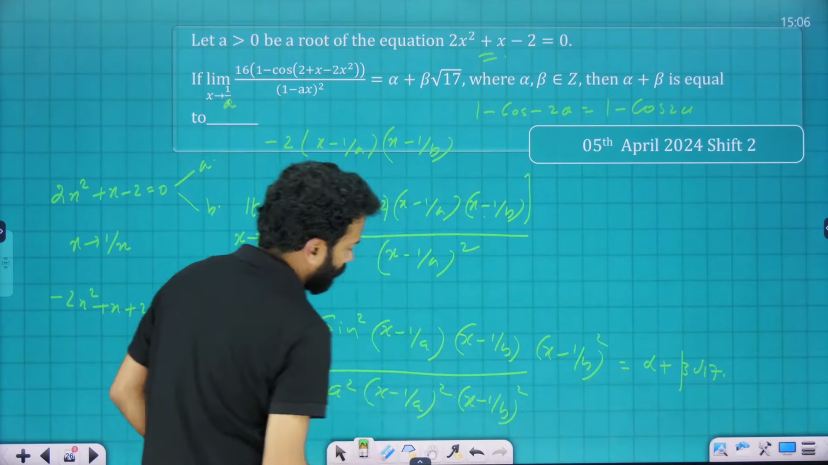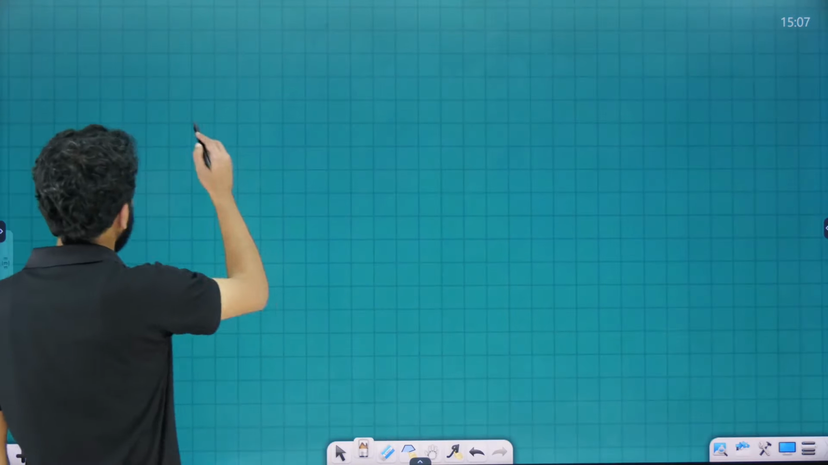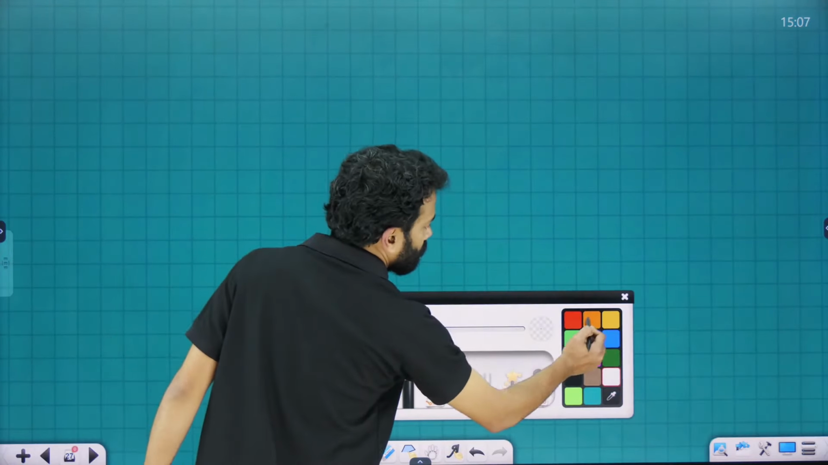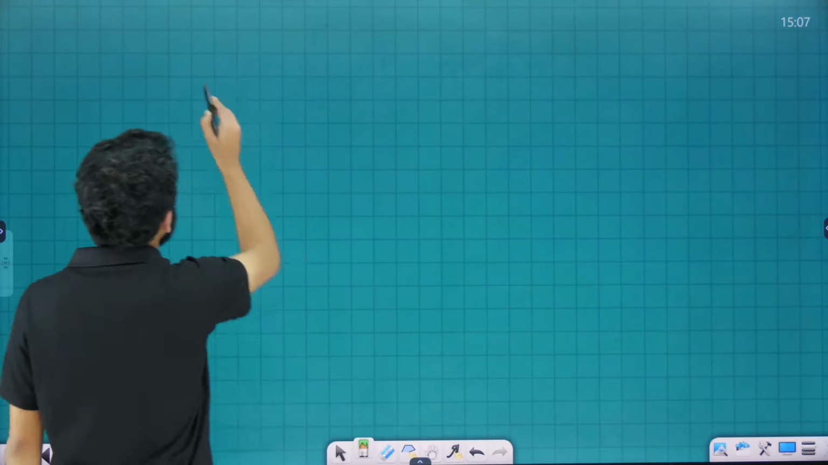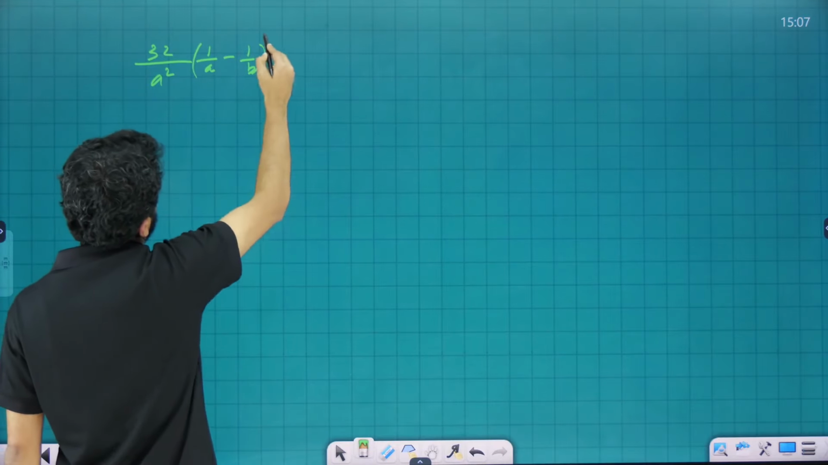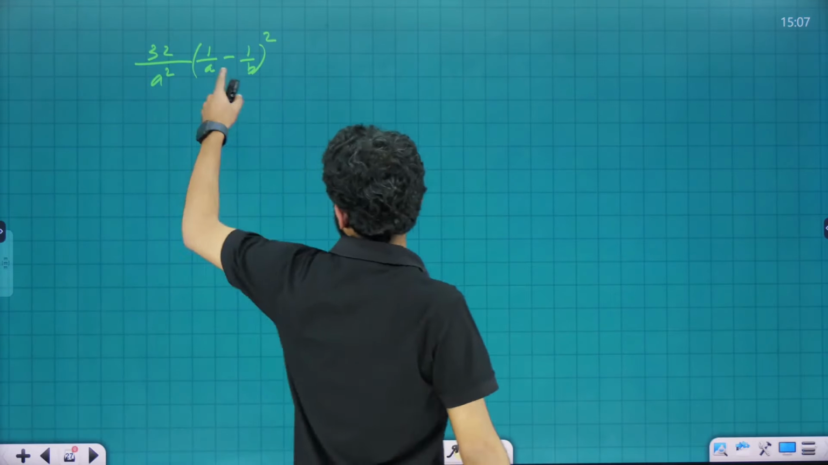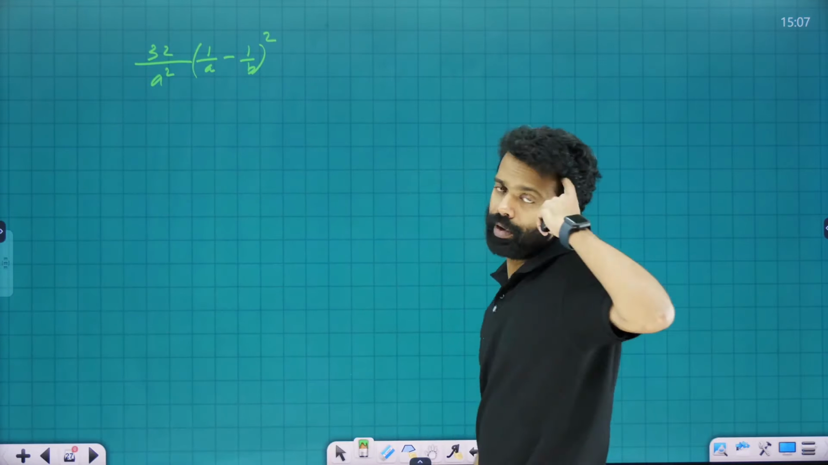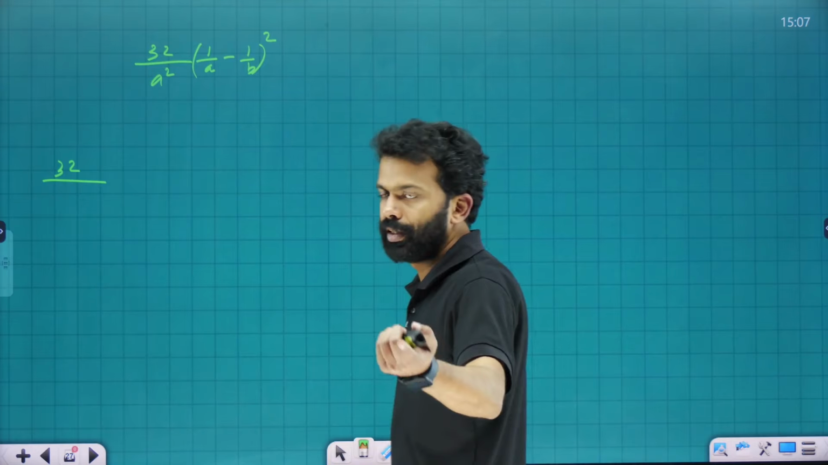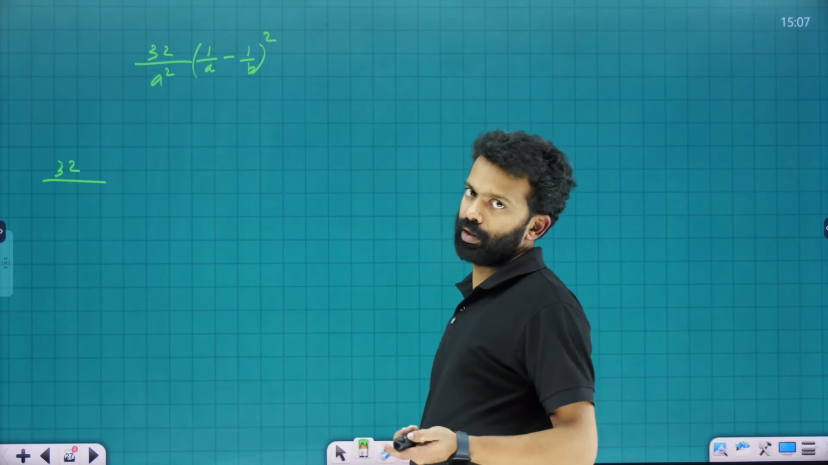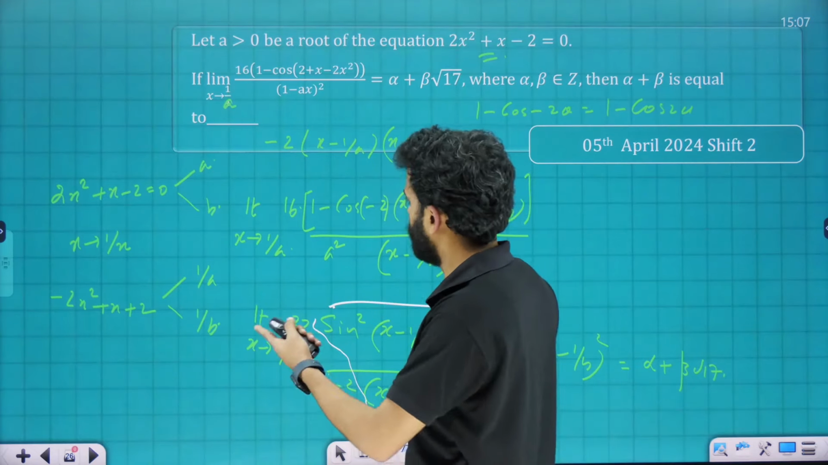That is 32 by a square into, okay, let's move to the next slide. That is 32 by a square into 1 by a minus 1 by b the whole square. The right hand side we can write later. What is 1 by a minus 1 by b the whole square? I think we can formulate it here.